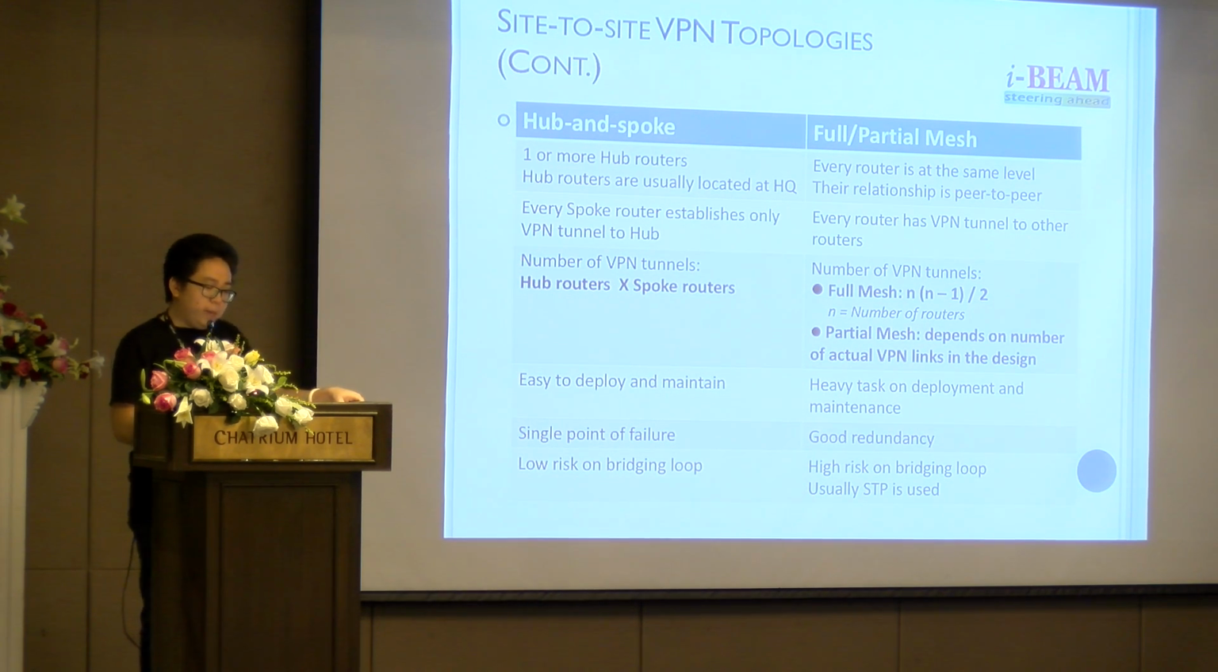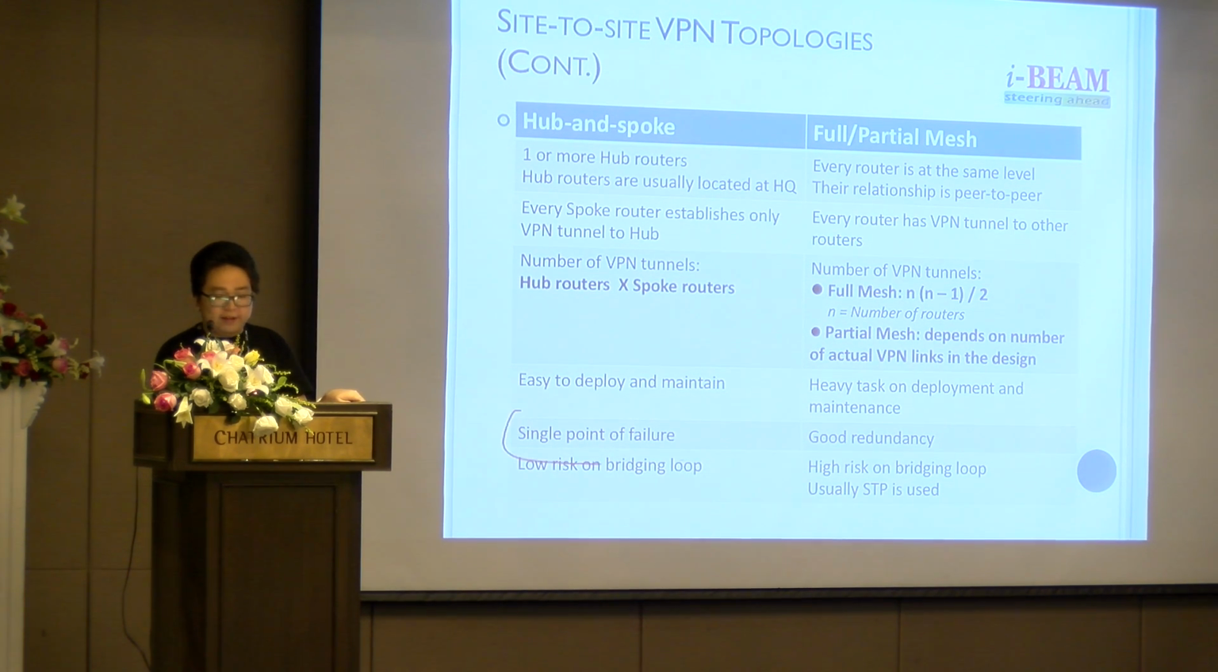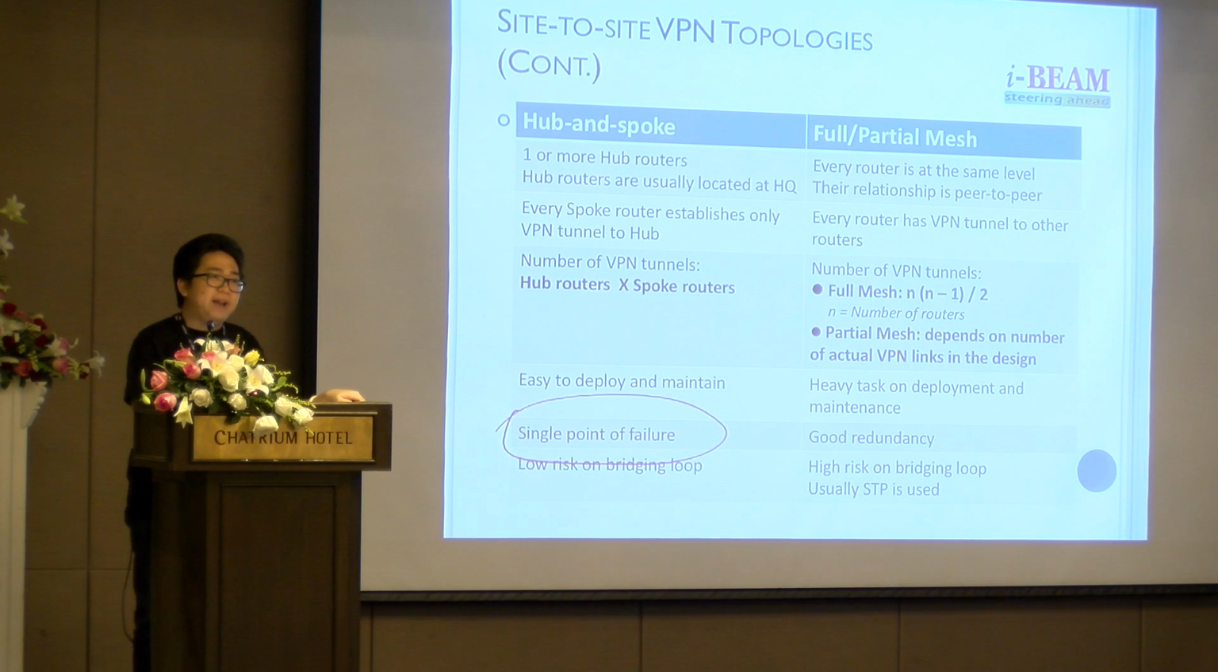It is easy to deploy because very few tunnels. Every office only 1 or 2 tunnels, but it is a single point of failure at head office. You can imagine if your head office drops the connection, or maybe the router is down, or maybe fire happens. So in that case, the branch office cannot connect to any other branch office.